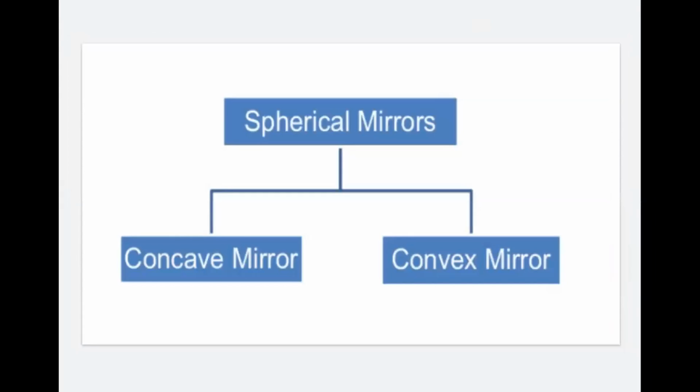Now, the next type is the spherical mirror, and spherical mirrors have two subtypes over here. The first subtype is going to be the concave mirror, and the second subtype is going to be the convex mirror. Our main focus in today's lecture will be on these two mirrors only.